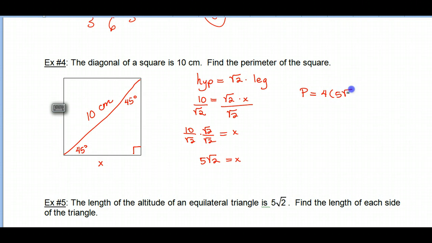Yes, I got it right. And this will be centimeters. Oh, they gave us units. If they give you units, please include them.